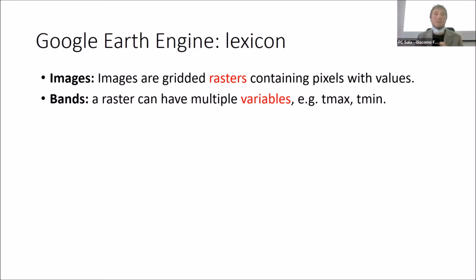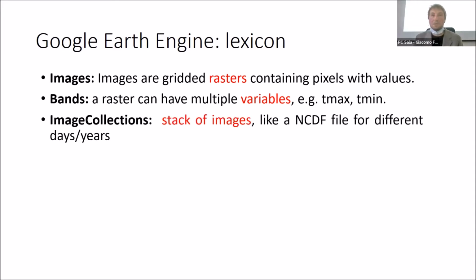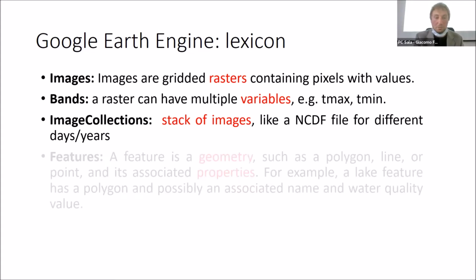So one image, which is a net of pixels over an area, can have, for instance, maximum and minimum temperature, so multiple variables. In addition, sometimes you can find image collections. So image collections are simply a stack of images. So if you have ever worked with NetCDF files, it's the same idea. It's the idea that you have a collection of images, which usually are for different periods of time, different days of the year, different years. But here they're called image collections.